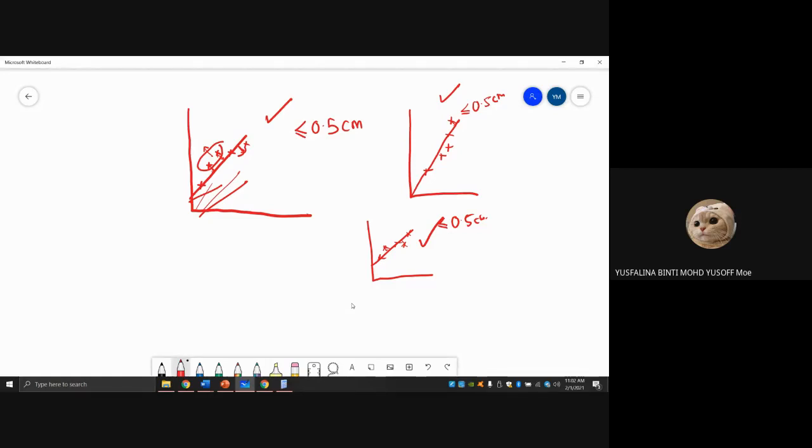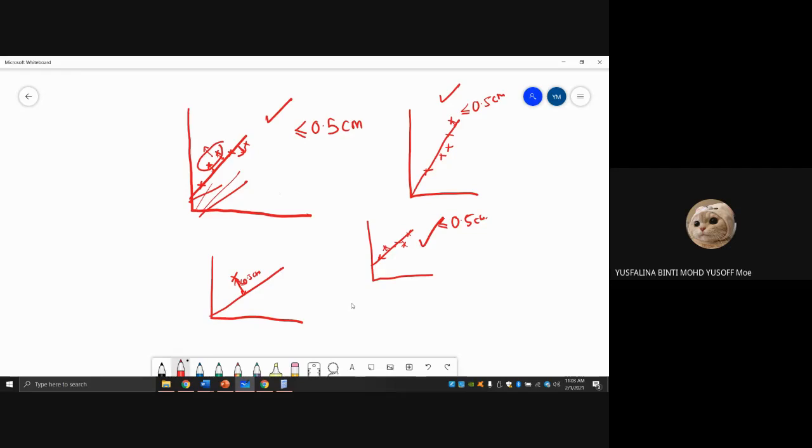And then you have to measure the distance. Maybe I can make it bigger like this. Let's say here, 0.5 cm or less. Any questions? Any question you want to ask?